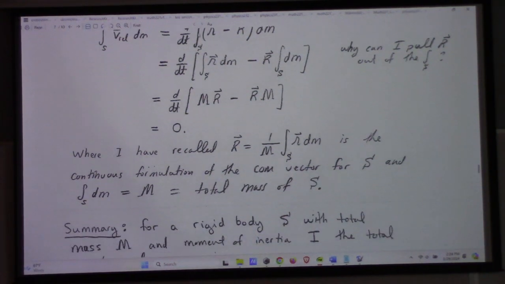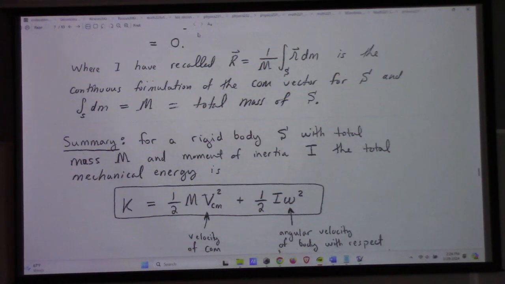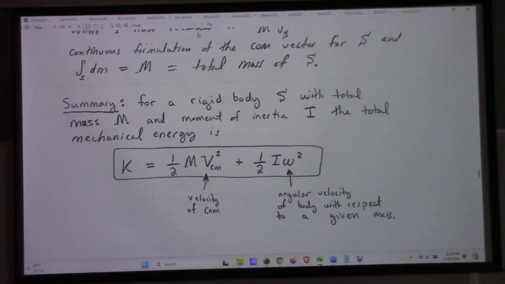So in summary, if we have something moving with both rotational and translational kinetic energy, we have to sum both the rotational and the translational kinetic energy.